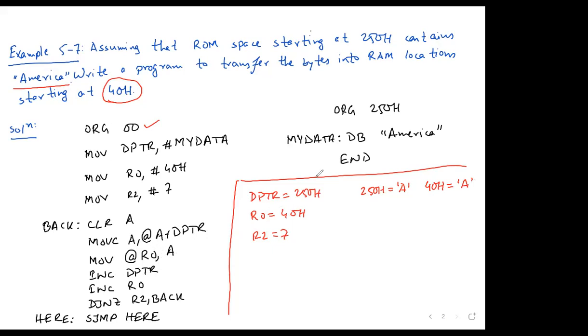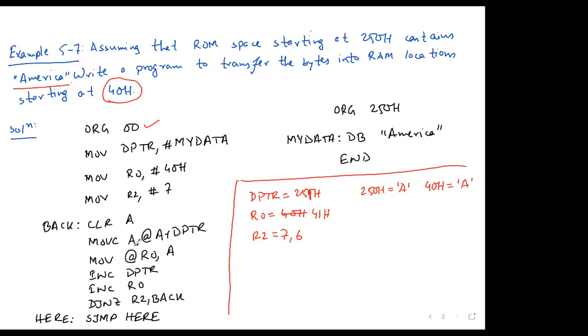Now we are incrementing DPTR. That means your DPTR now becomes 251H. You are increasing your R0 as well. So R0 becomes 41H. Now you're decreasing your R2. So R2 becomes 6. If it is not 0, you jump to this label again, that is back. What you do again, you clear your A register, because if you try to recall, your A register, if you do not clear, contained the ASCII of A. So your address will be disrupted if you do not clear this register. So we clear this register.